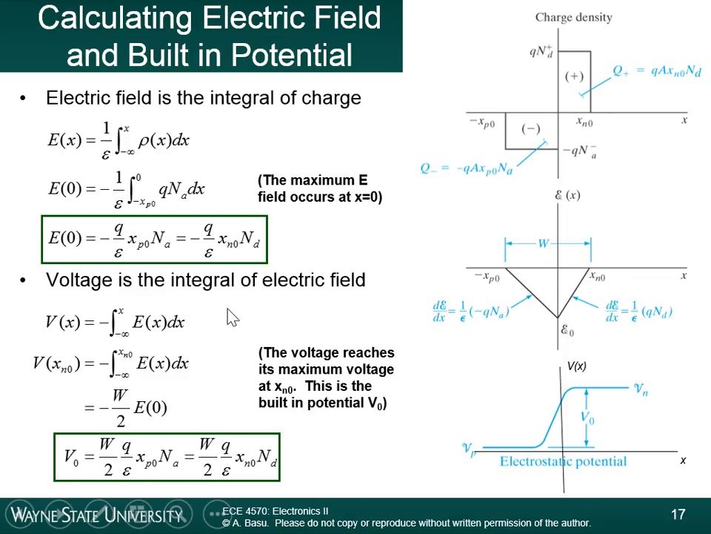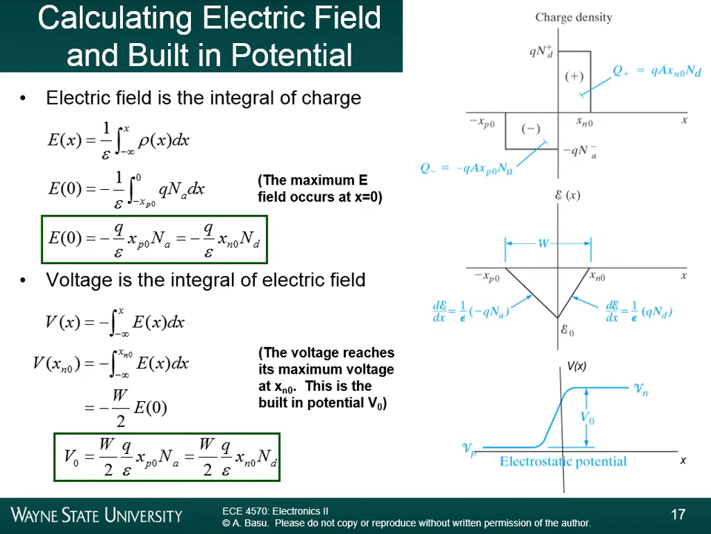and we take this formula here for the electric field, we'll find that the voltage at x sub n is equal to W over 2 E sub 0. So this gives us yet another formula for the built-in potential.